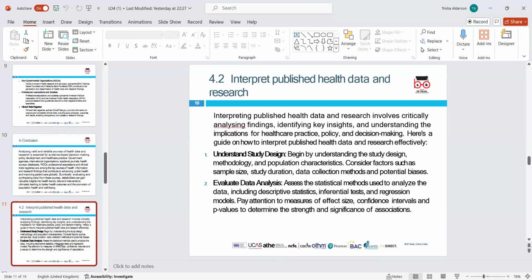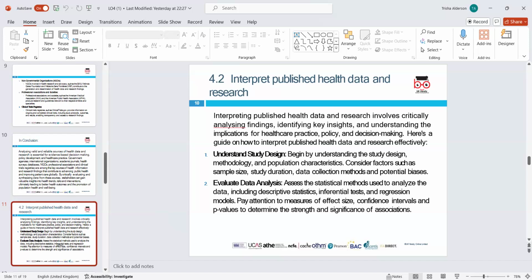Identifying key insights and understanding the implications for healthcare practices, policies and decision-making. So in order to interpret published health data, these all need to be in place in order to make decisions. Here's a guide on how to interpret published health data and research effectively.